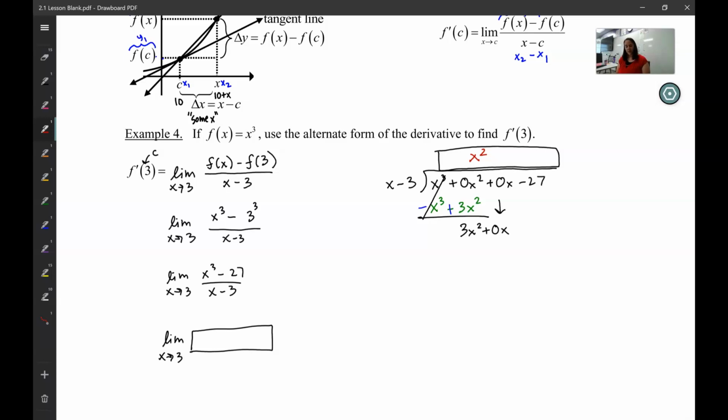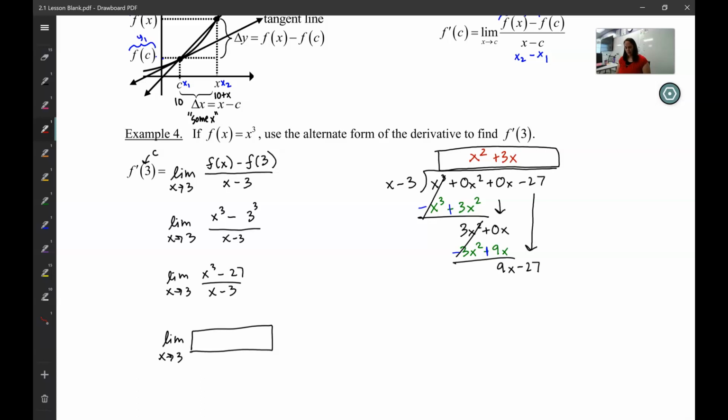X times what is 3x squared? That's a 3x. Distribute it in. So 3x times x is 3x squared. 3x times negative 3 is negative 9x. Change the signs on everything. So those cancel, and I have 9x. Bring down the last one, minus 27. Do it all over again one more time.